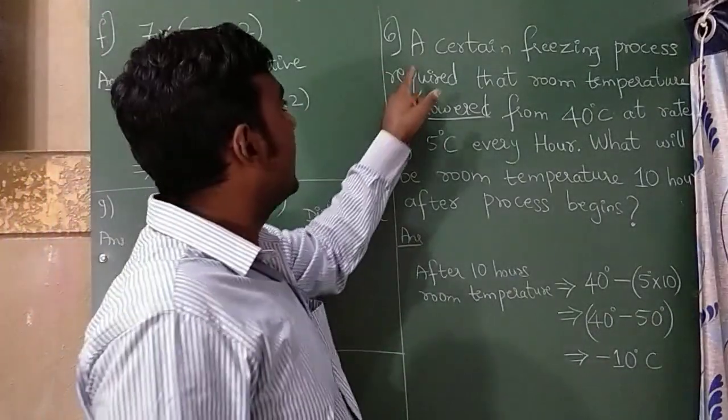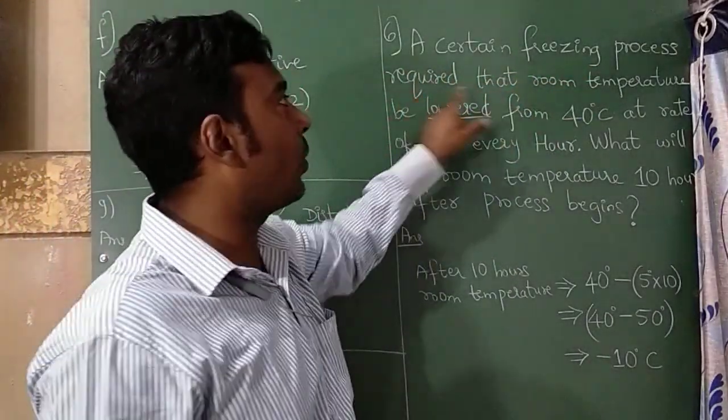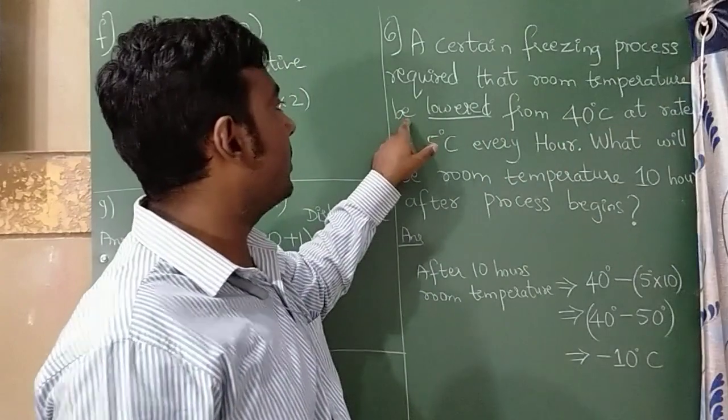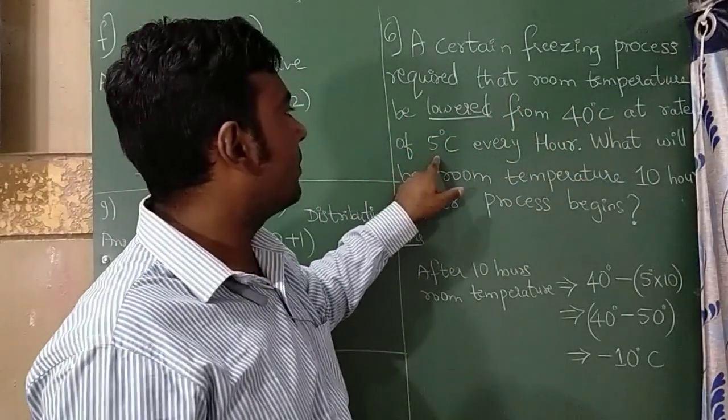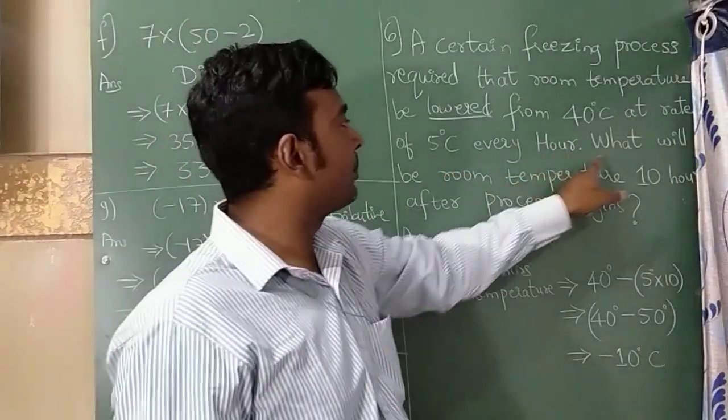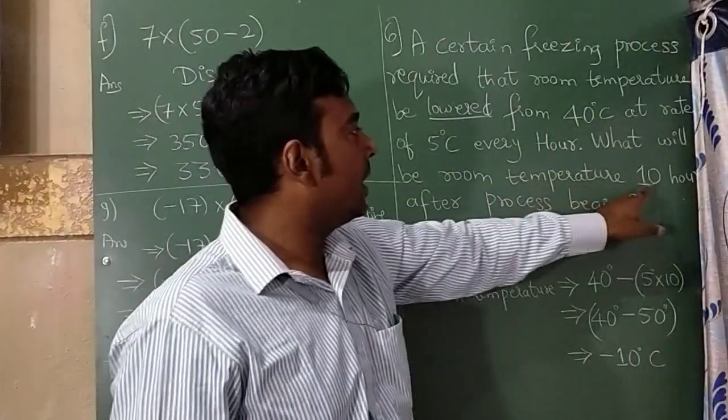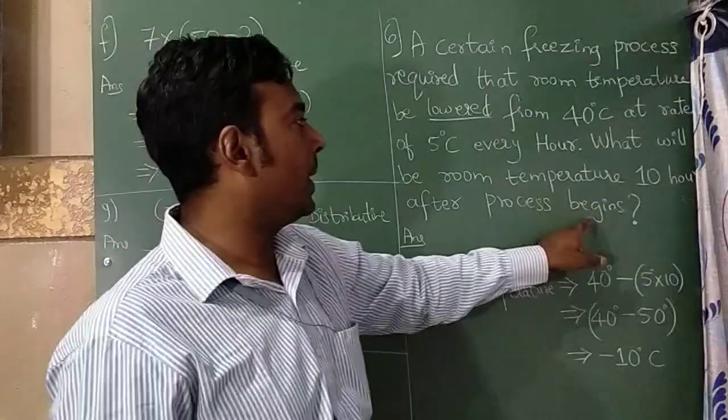Now sixth question is, a certain freezing process required that room temperature be lowered from 40 degrees at a rate of 5 degrees every 1 hour. What will be the room temperature 10 hours after the process begins?